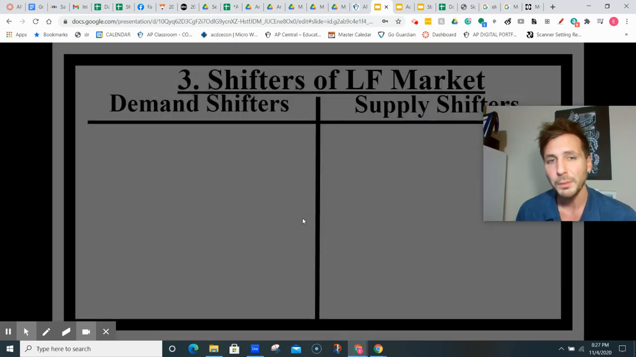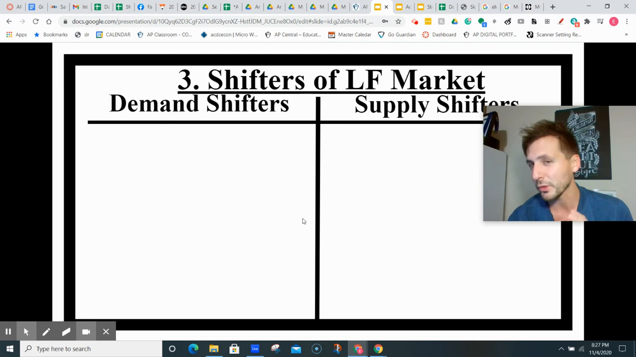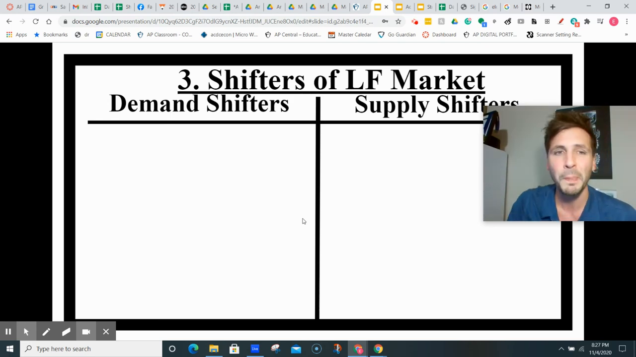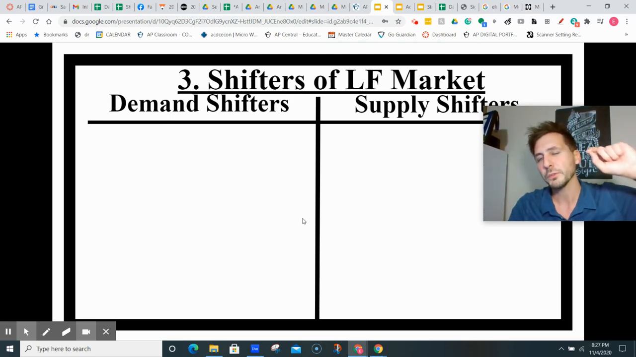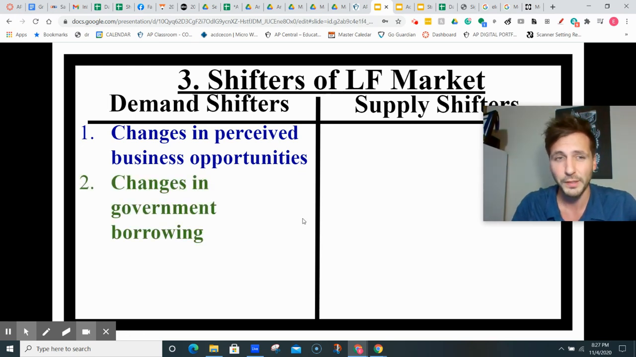Okay, so that is about as complex as it gets. Let me put it into a chart form for you, for those of you that like to put charts in your notes. These are the shifters of the loanable funds market. You need to know them. Demand shifters: a change in perceived business opportunities. If I think the future is bright, we're going to demand more. If I'm worried about the future, we're going to demand less for loanable funds.